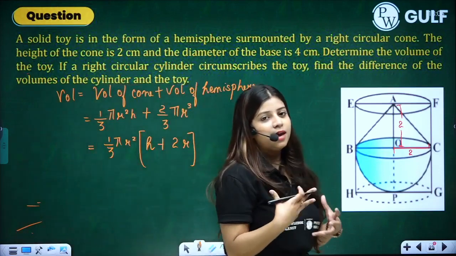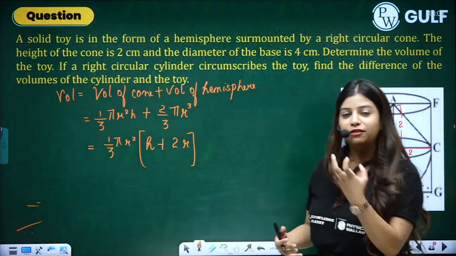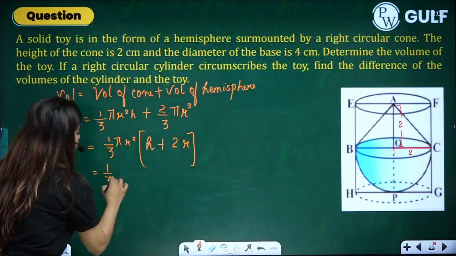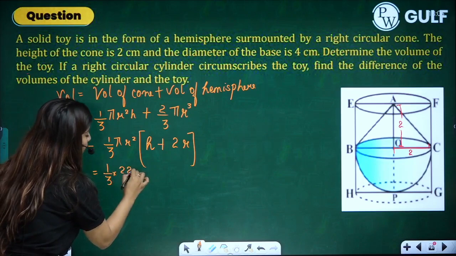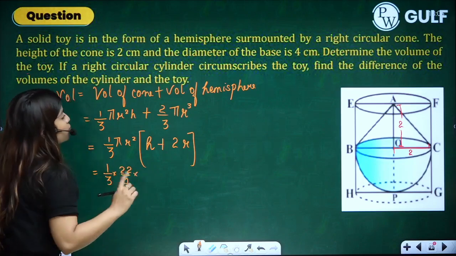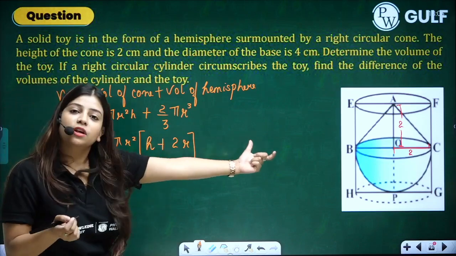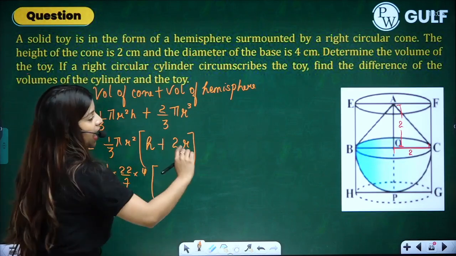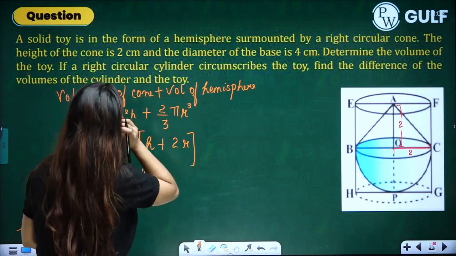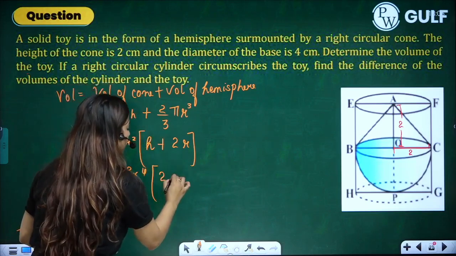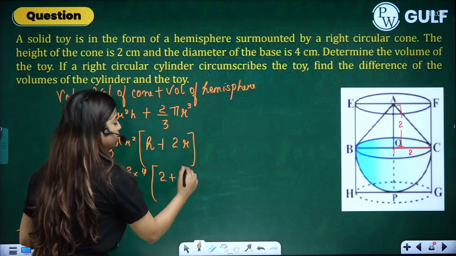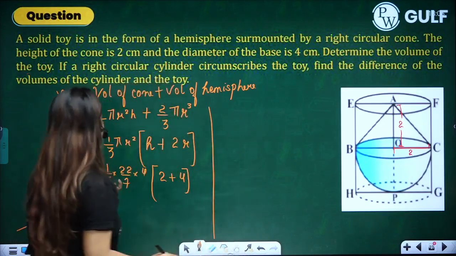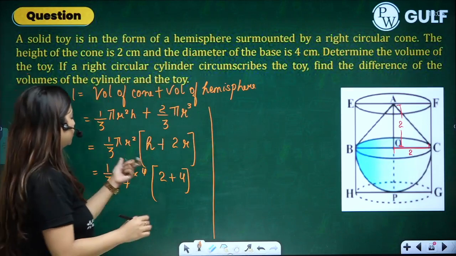So we can make our equation easier if we take out what is common in both of them. This will be equal to 1 by 3 into 22 by 7 into radius square, and the radius of both of them is 2, so the square will be 4. Right, the height over here is given to us already, that is 2 centimeter, plus 2 into r, that is again 2 into 2, which gives us 4. So from here we can calculate the volume.